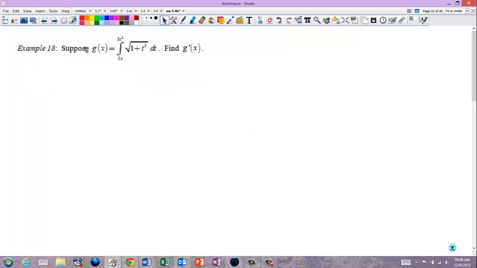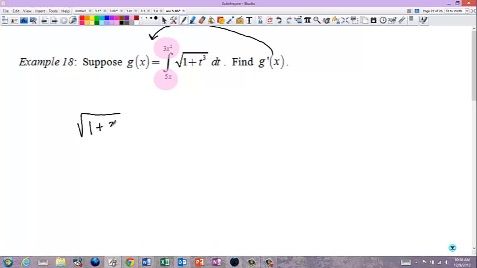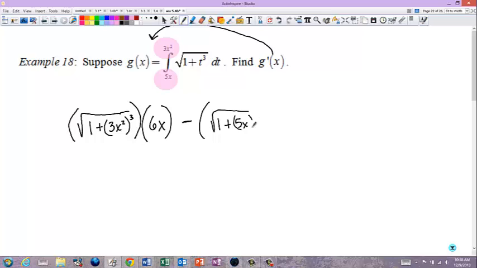Here's another one. Now notice this one has a function on the top and on the bottom. So this is what you do if there's a function on the top and on the bottom. We're trying to find the derivative of the integral. So the derivative and the integral cancel out. You fill in the 3x squared where the t is, times the derivative of 3x squared, minus, you fill in the bottom, the square root of 1 plus 5x to the third, times the derivative of 5x.